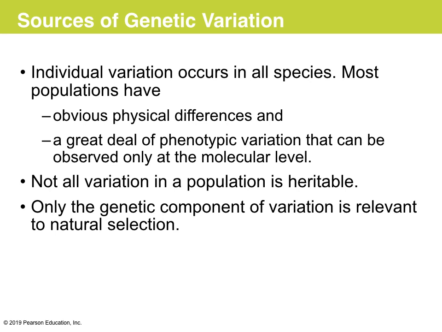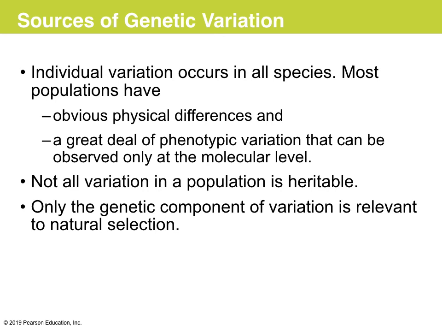Now, individual variation occurs in all species, and most populations have obvious physical differences, right? Humans are great for this. We have a huge number of differences among individuals. So most populations have this phenotypic variation, some that are obvious, and there are ones that you can only see at the molecular level, right? Some things are easily visible. Some things you'd have to drill all the way down to look at, how proteins function or something like that. Also, again, not all variation in a population is heritable. Only the genetic component of variation is relevant to natural selection.